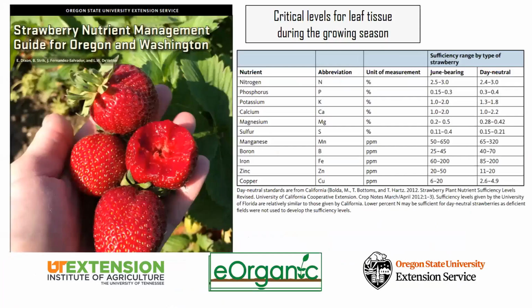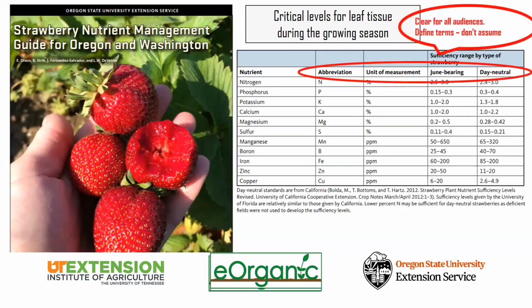Now, for this example, this is another publication that we just updated; it hasn't been updated in about 18 years. So we did multiple reviews and work on getting the latest information that we have here. But I wanted to mention that this has to be clear for all audiences. Don't assume that your audience knows exactly what a June bearing or a day neutral cultivar are. I work a lot with beginner farmers and small farmers that don't necessarily understand the differences between a June bearing cultivar and a day neutral cultivar.